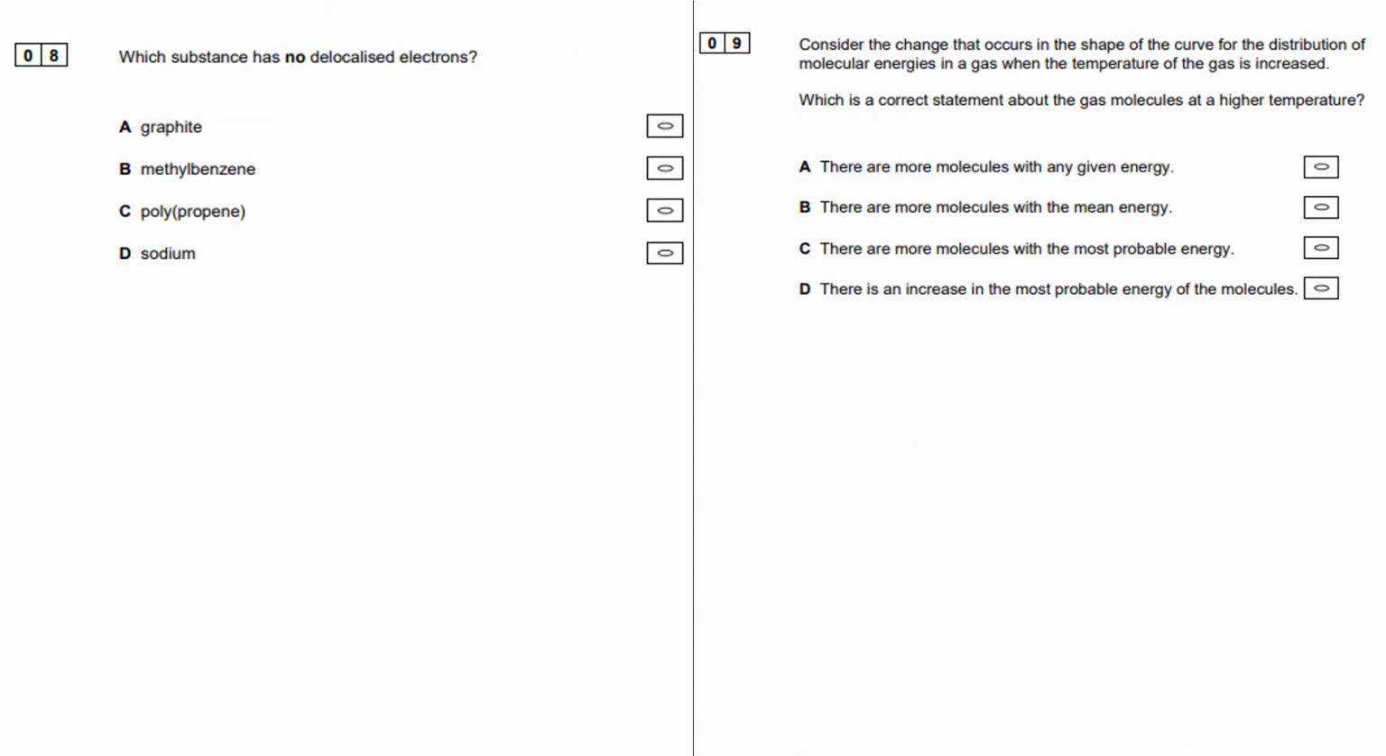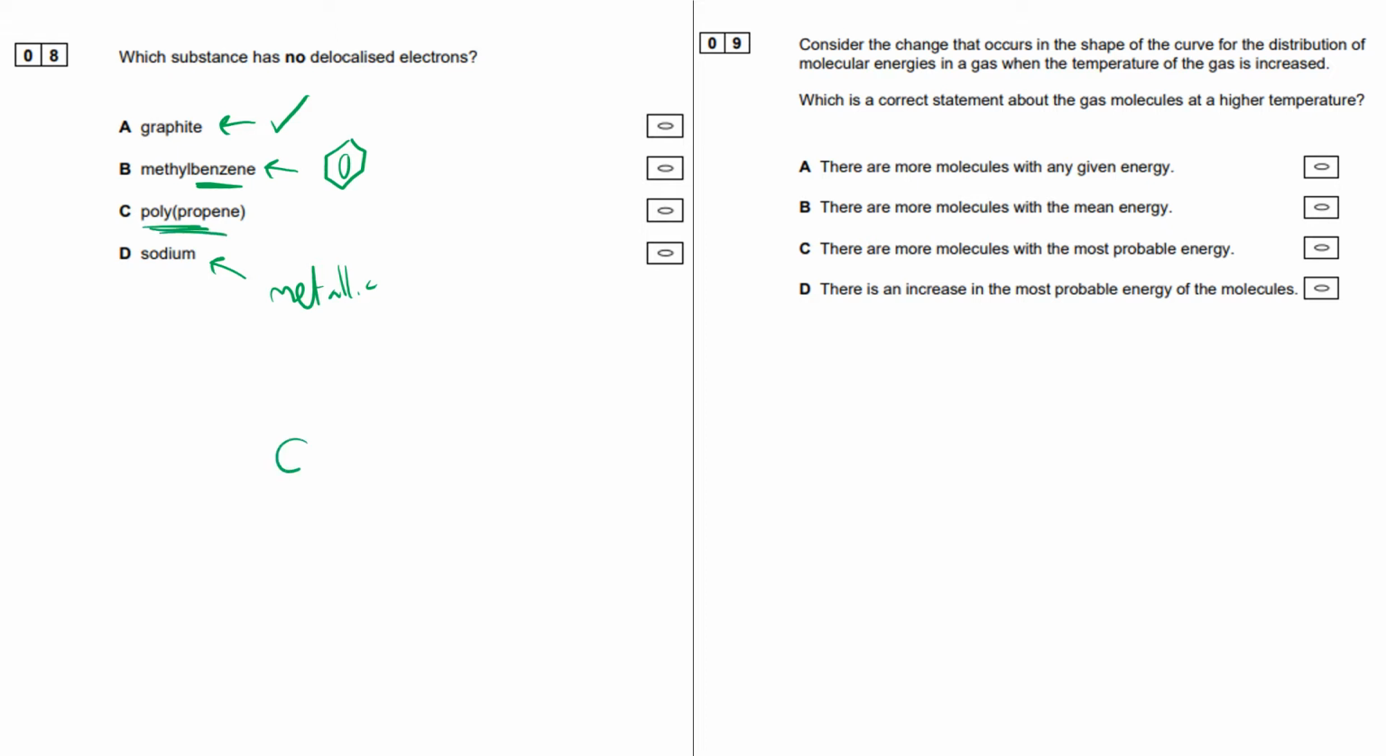So question 8, which substance has no delocalized electrons? So graphite has delocalized electrons between layers. Each carbon forms 3 bonds. There is a delocalized electron per carbon atom. So that does have delocalized electrons. Methyl benzene, you've got the benzene ring. Benzene ring has a ring of delocalized electrons. Sodium is a metal. So if it's a metal, it's going to have metallic bonding, which is where you have your positive metal ions surrounded by a sea of delocalized electrons.